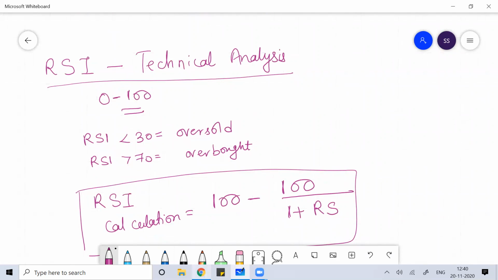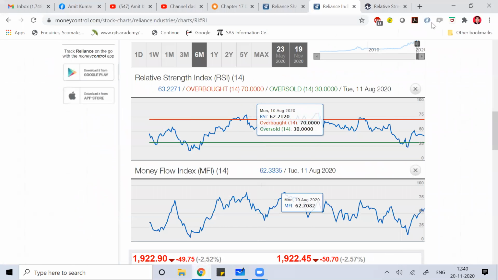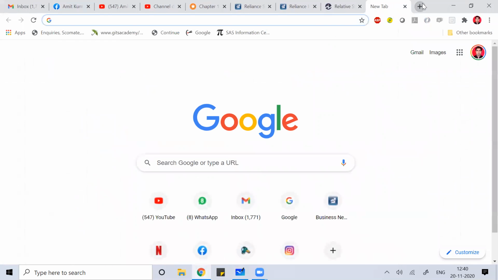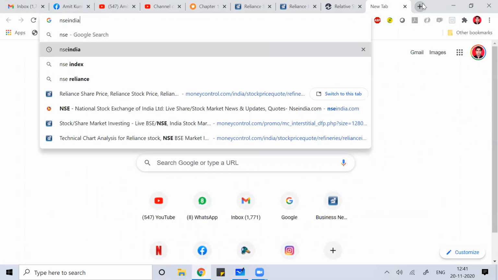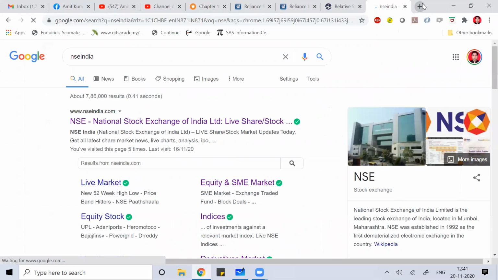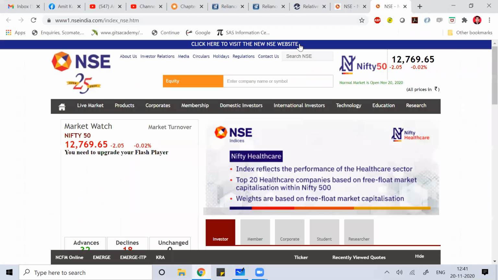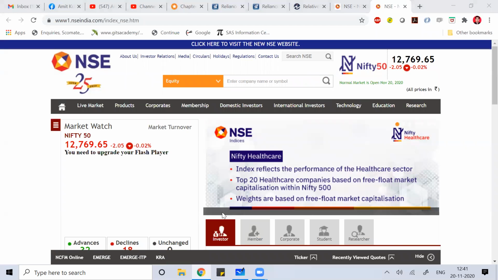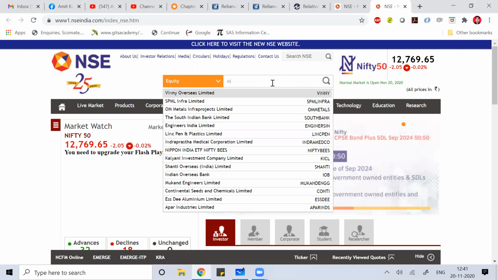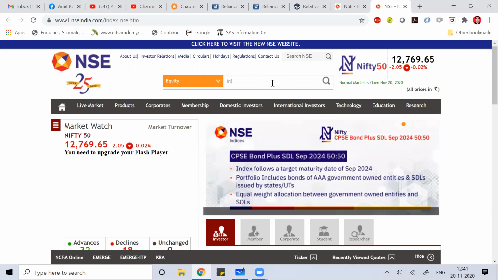For that, let's go to the website, like NSE India. Let's take the historical data. So we'll go to NSE India. From here I choose any stock. The objective of this session is just to discuss the calculation part. So I just search any stock, type any stock.